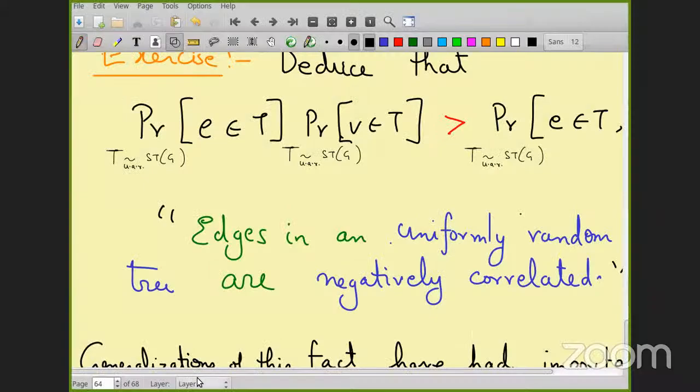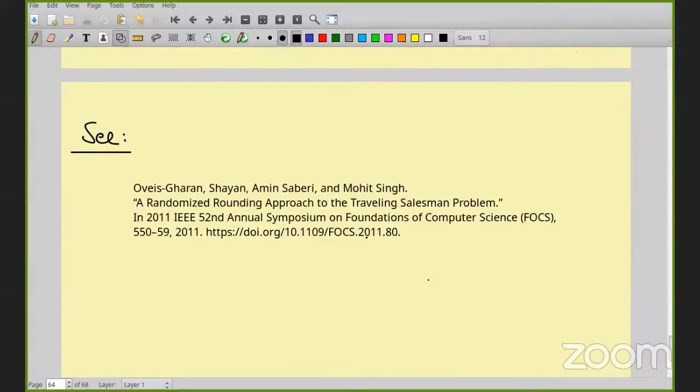By the way, can you see my screen, or is there some issue here? Yeah, I cannot either. So something went wrong. Let's see. Okay, so yes, this is the paper that you can see.